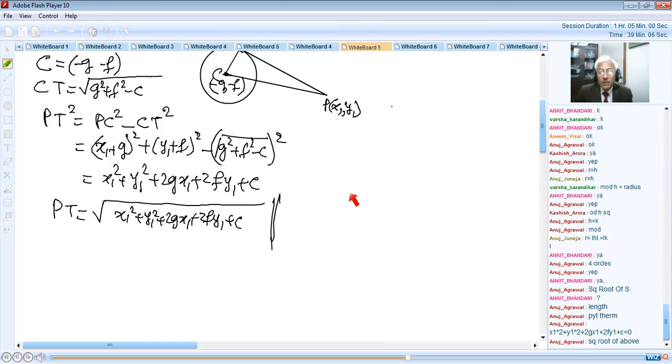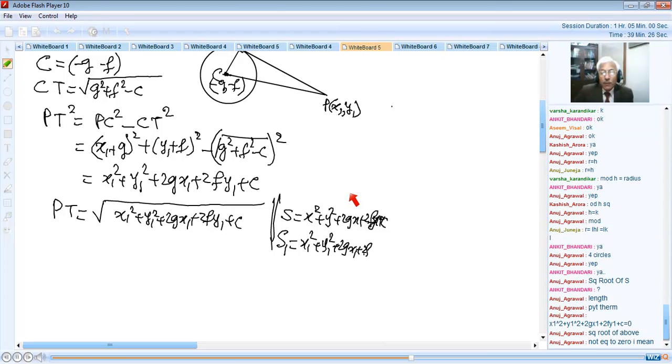Generally, I must tell you here, S is taken to be the equation of the circle, x square plus y square plus 2gx plus 2fy plus c. And S1 is taken to be equal to x1 square plus y1 square plus 2gx1 plus 2fy1 plus c. So PT is equal to under root of S1. That is the length of the tangent. Please understand this.